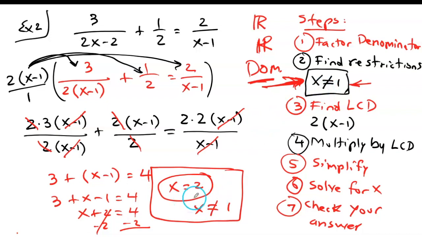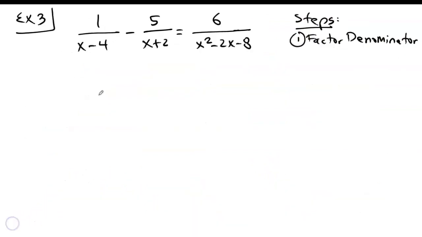Always at the end with your answer, to make sure that you understand what's going on. Alright, let's do one more. Let's do a little more complex. Now we have example number 3: 1 over x minus 4 minus 5 over x plus 2 equals 6 over this. You see? So the whole idea is that these problems get more confusing because of the factoring.